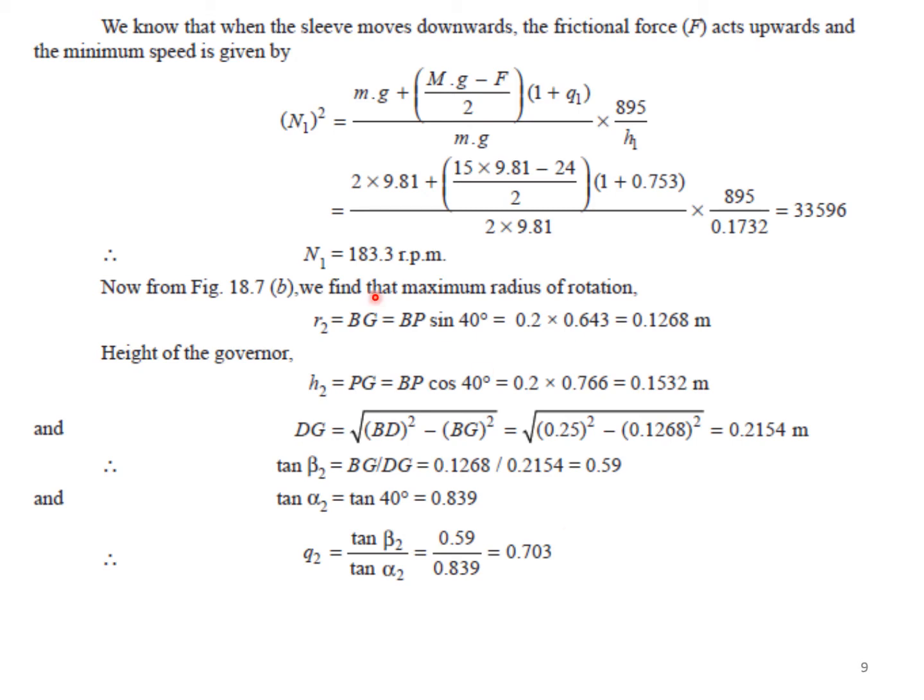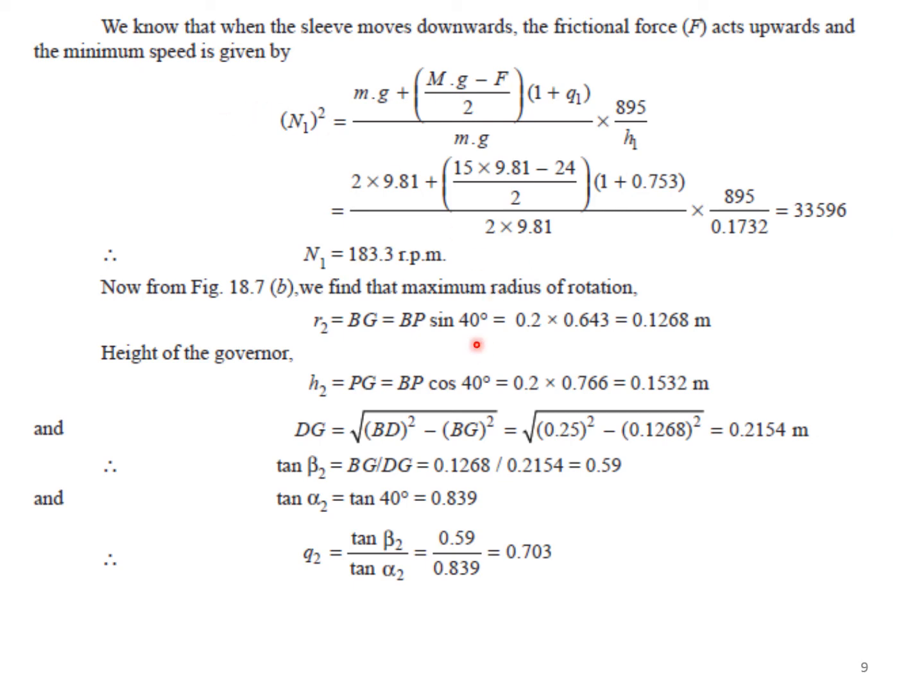So here since friction is taking into consideration, this equation will be changing, and even one more thing is here, the value of Q is not equal to 1. So Q will come into existence. So the equation will be modified like this. N1 square is equal to M into G plus M into G minus F by 2 into 1 plus Q1 divided by M into G into 895 by H1. By substituting all the corresponding equations, we get the value of N1 as 183.3 RPM.